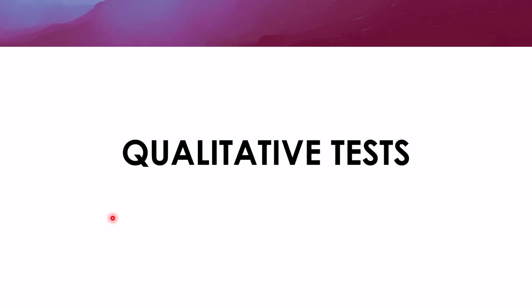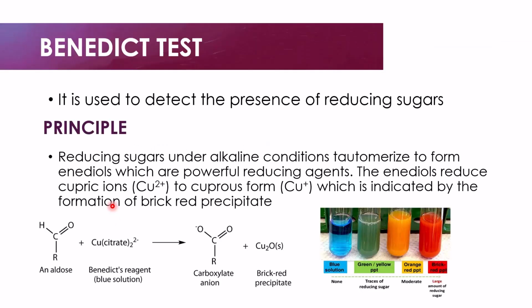So now let us look at the qualitative tests of carbohydrates. We'll start by looking at the Benedict test. First of all, what you have to note is that the Benedict test is used to detect the presence of reducing sugars.